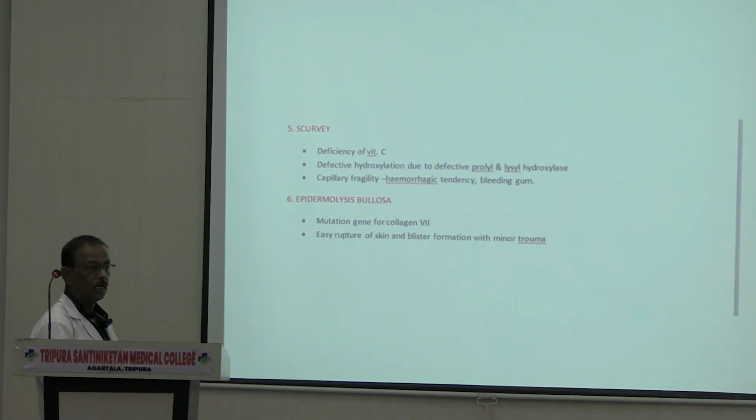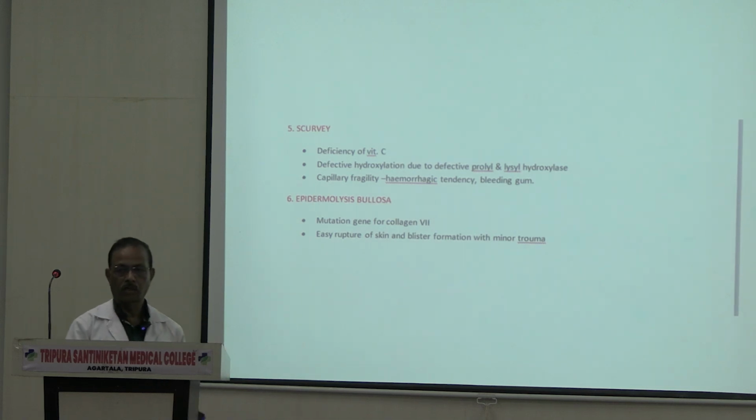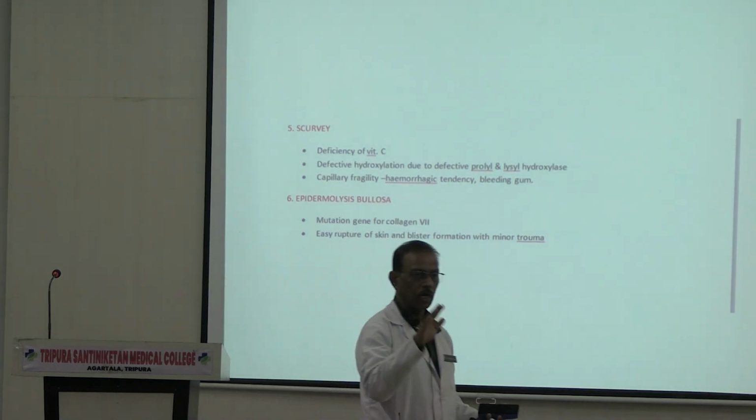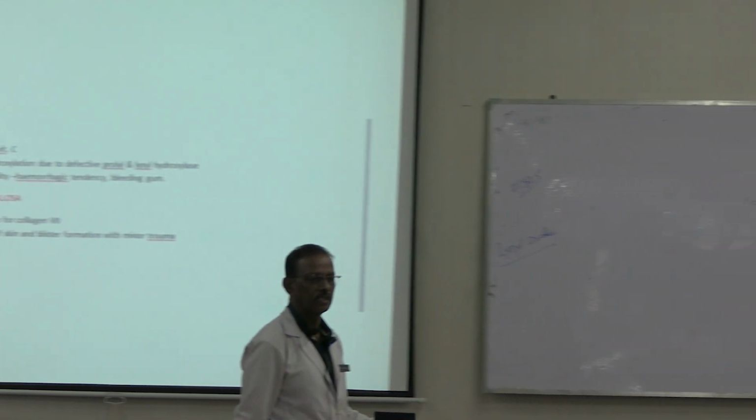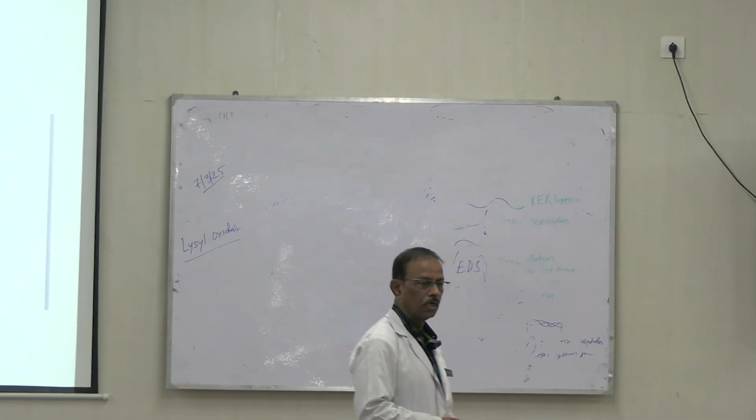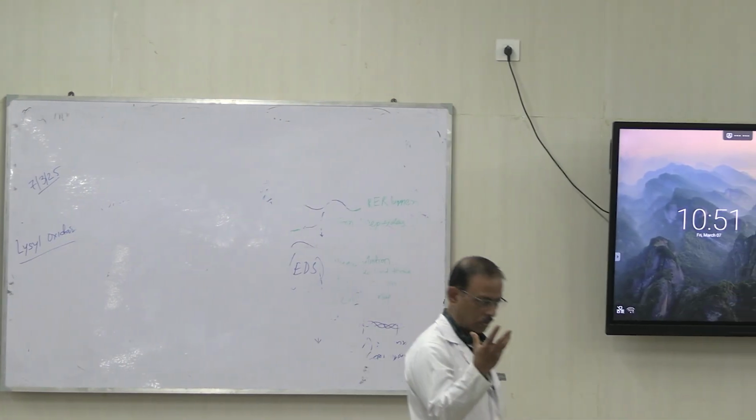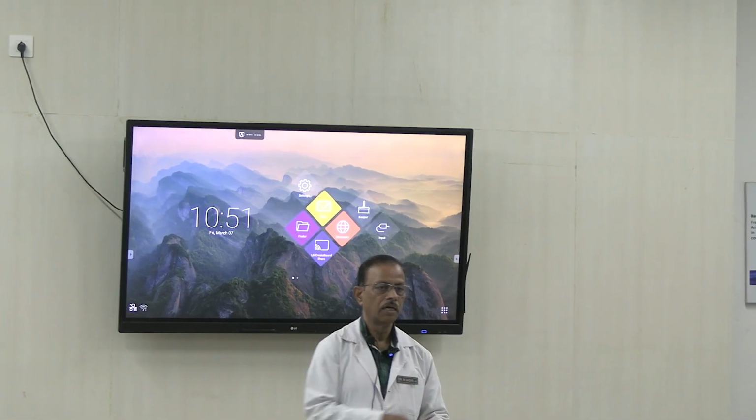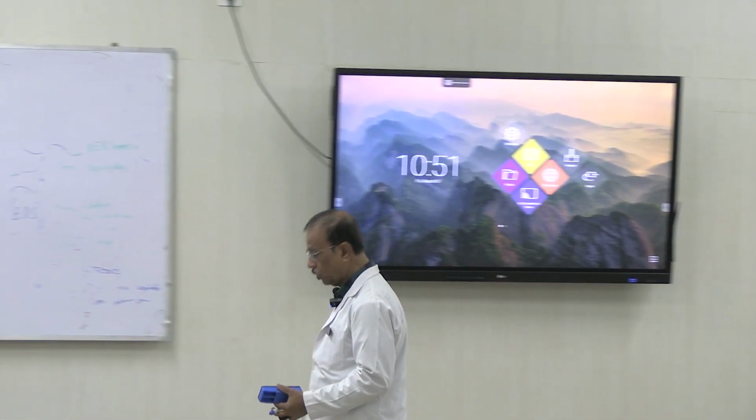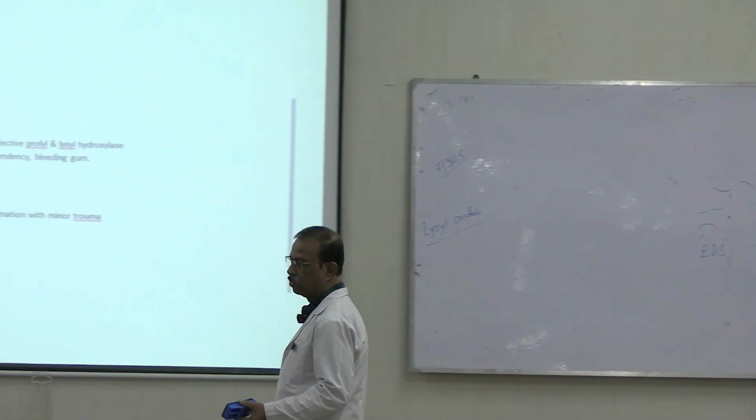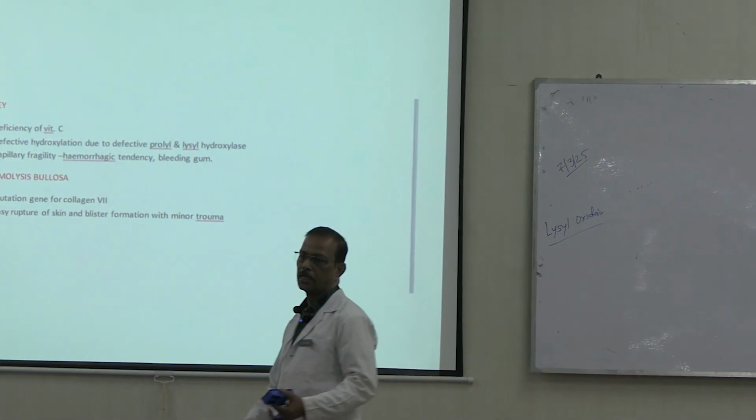It is characterized by capillary fragility, so easy bruising can occur. Bruise means bleeding underneath the skin. If you get trauma in any part of the body, it gets swollen and blue in color because of the collection of blood in the subcutaneous tissue. So in scurvy they easily get bruised, even if you just hold them like that.